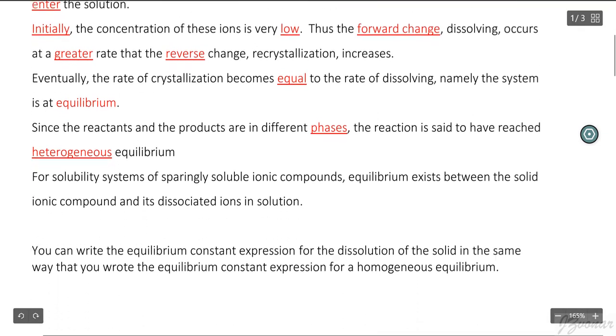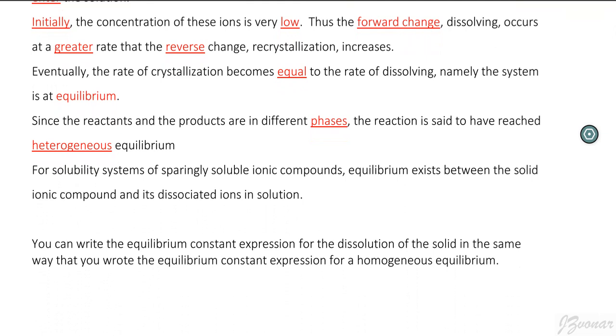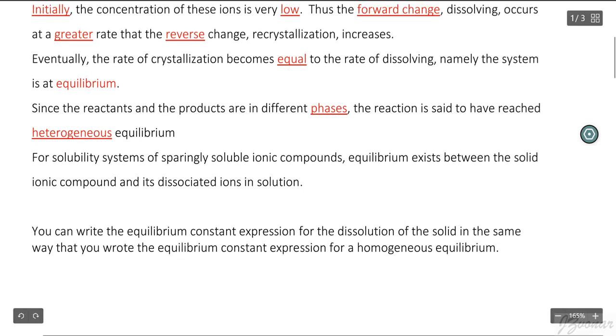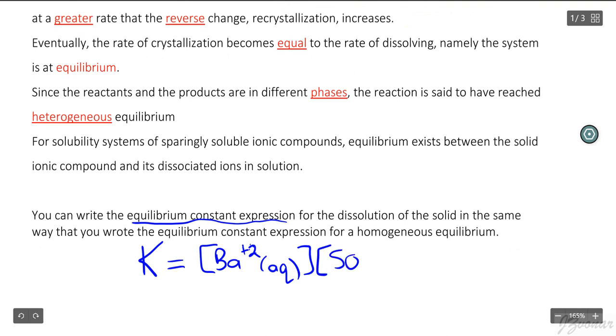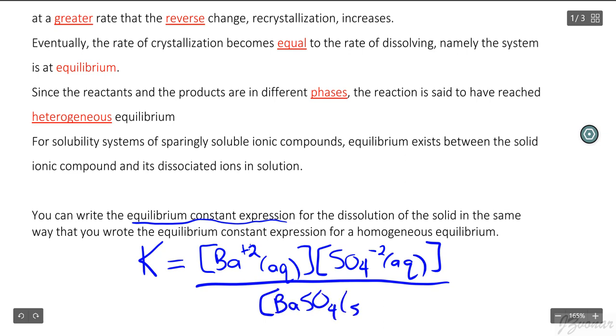So we can express this as an equilibrium constant expression, the same way we would when we figure out equilibrium constant expressions for homogeneous reactions, where we solve for K. So for this particular reaction, the equilibrium constant expression, K, would be equal to the barium ions and the sulfate ions, divided by the barium sulfate solid.